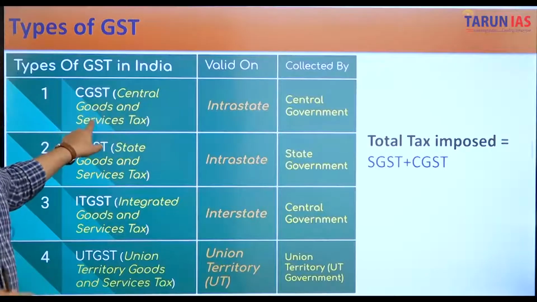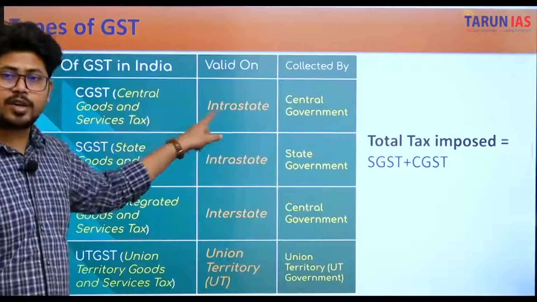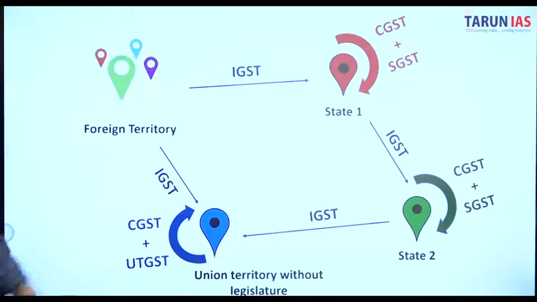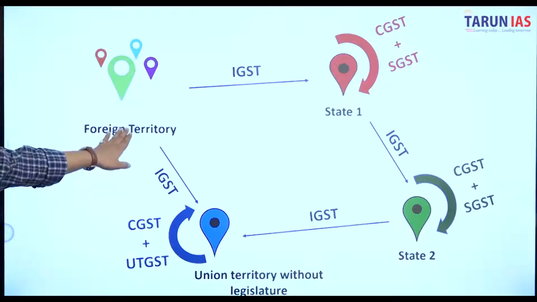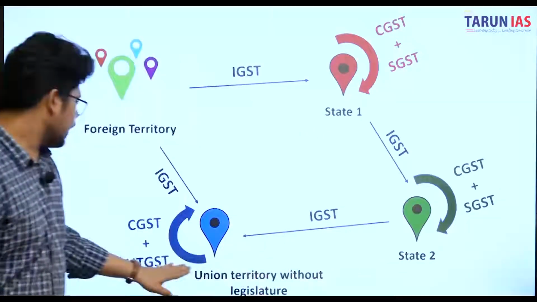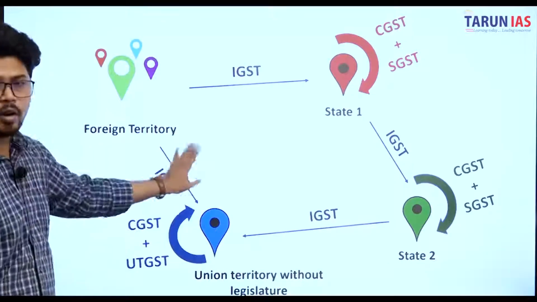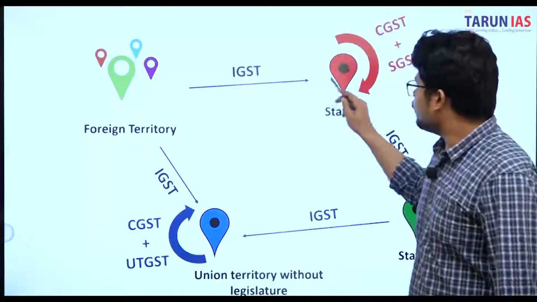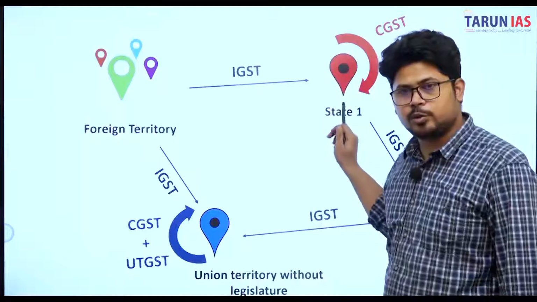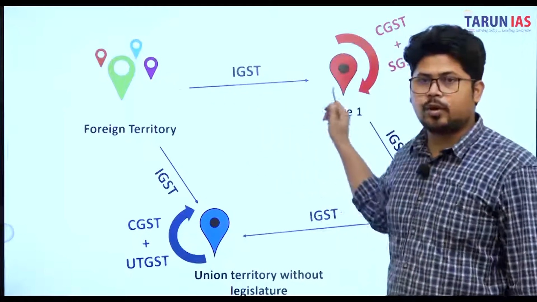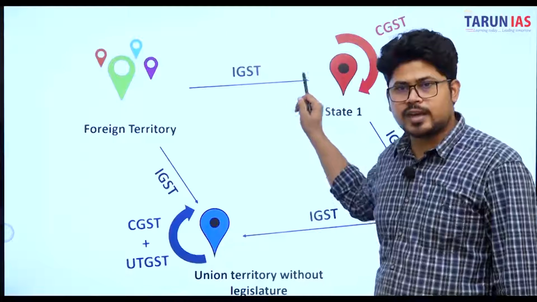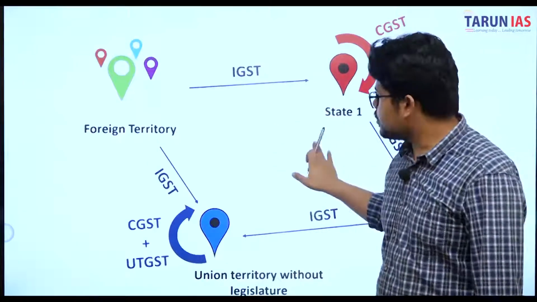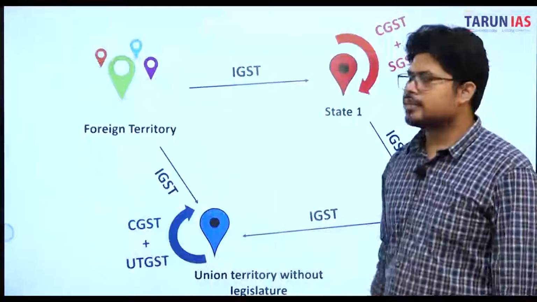Let's first look at this. CGST means Central Goods and Service Tax. It is taxed within a state, an intra-state tax. This can be looked upon actually. This is a foreign territory, state 1, state 2 and a UT. You need not look a lot into this, but it's simple to understand. Whenever, for example, a person in Gujarat imports some good from a foreign territory, the tax that is imposed is IGST, Integrated Goods and Service Tax.